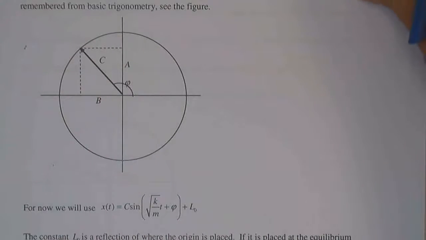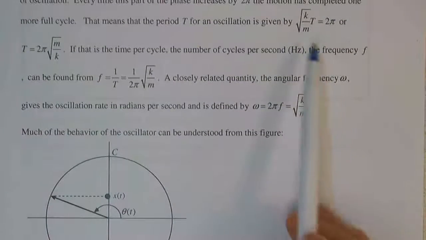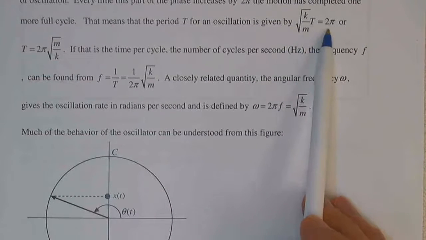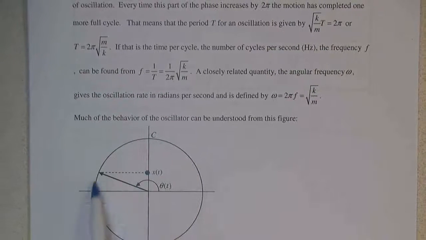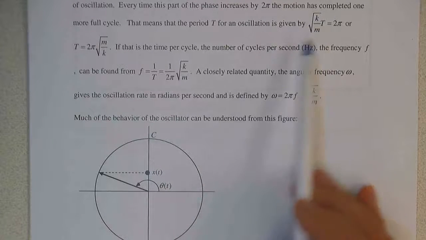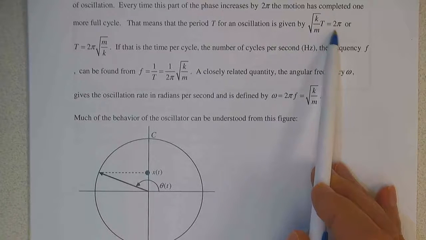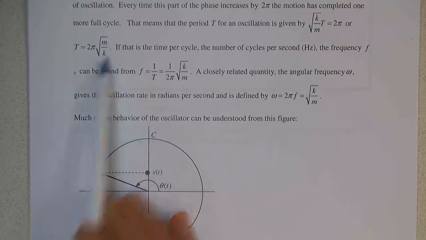The time it takes to move around is given by the square root of k over m times t being equal to 2 pi. Every time this argument changes by 2 pi, the vector will have made a complete circle. Your sine projection would have made a complete oscillation. So one period, capital T, is defined by omega T being equal to 2 pi, or T, the period, is equal to 2 pi times the square root of m over k.